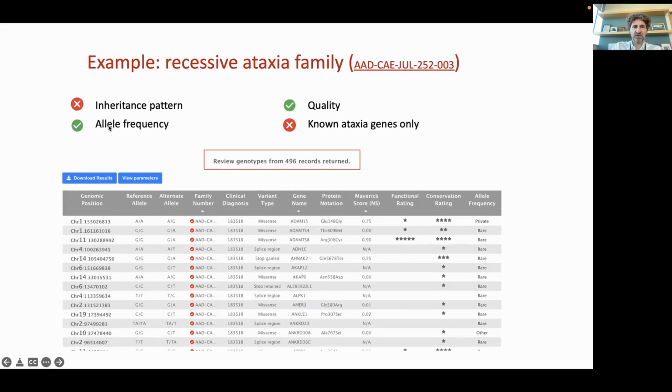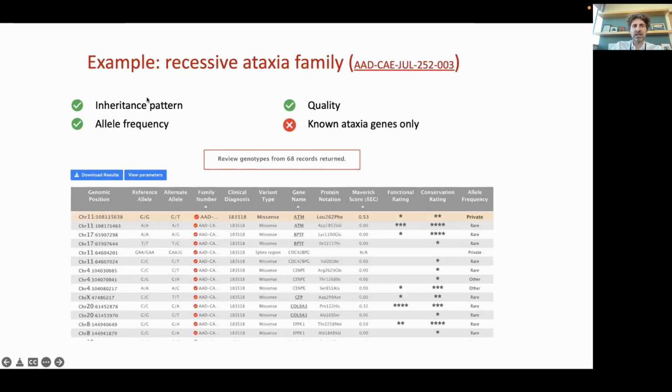Now, if I add to the quality filter the allele frequency, so I would only consider variants that are seen in less than 1% of the population, I bring these 10,000 down to about 500 records, 500 variants. And when I then add to this the inheritance pattern, it's recessive. In this case, we know it's recessive. It drops to 68. So now from 10,000 to 68.